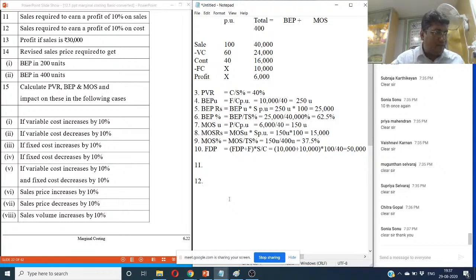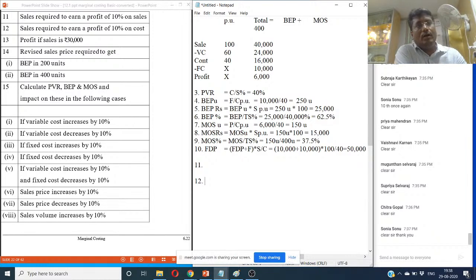I want that 11th and 12th are the challenging ones, and the 14th is also somewhat challenging. In the 11th and 12th, majority of the cases they don't ask questions, but I have incorporated them for your better understanding. I'm going to teach you here slowly. First I finish 12, then I finish 11. The 13th is just like that, you can solve. Okay, pretty easy. So the 12th case is: sales required to earn a profit of 10% on cost.